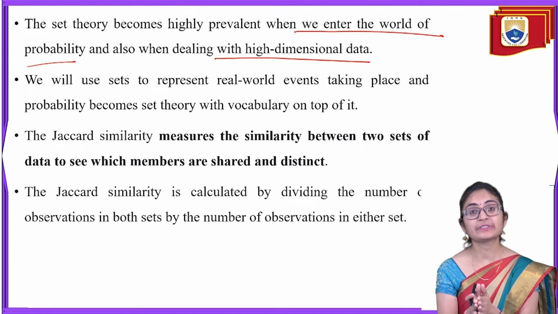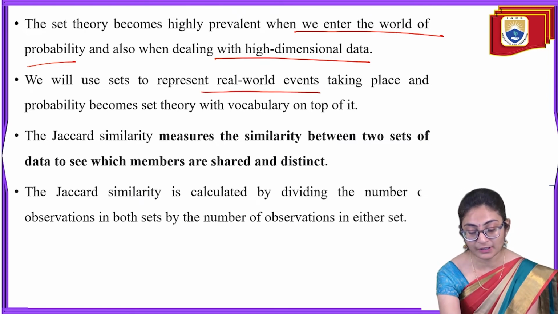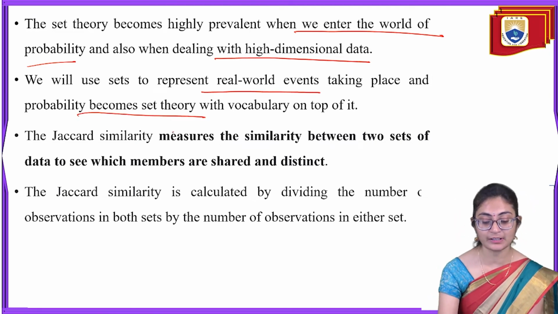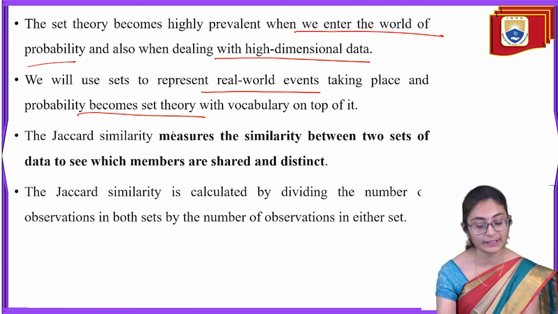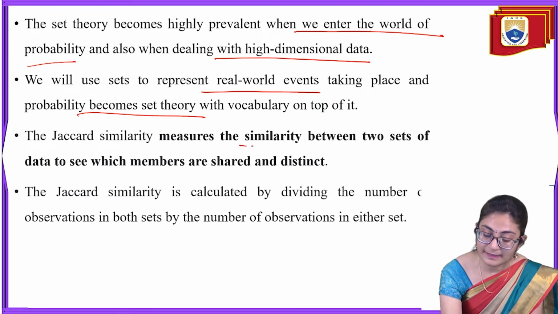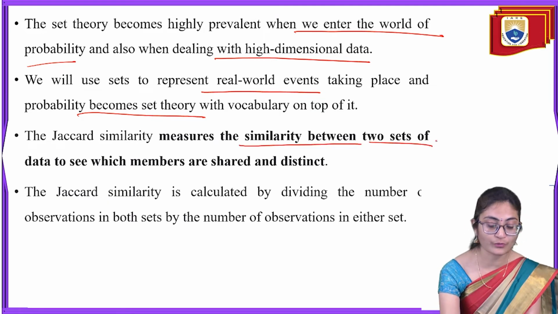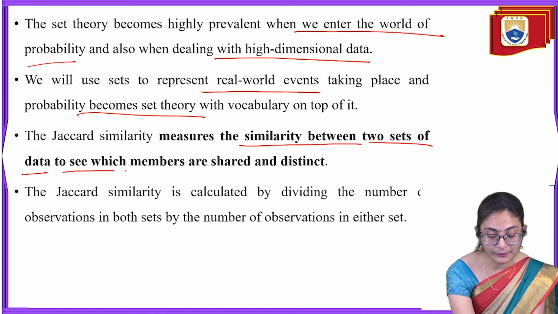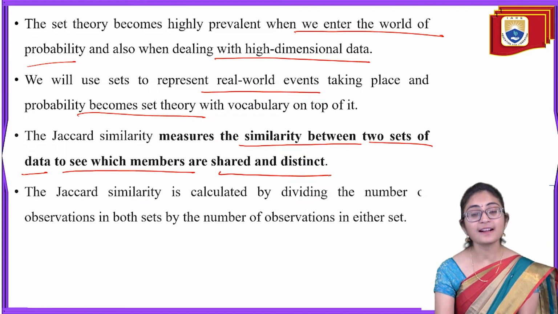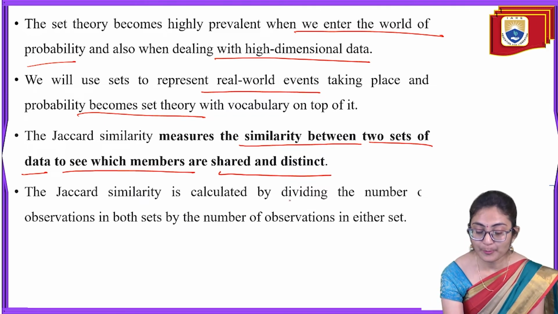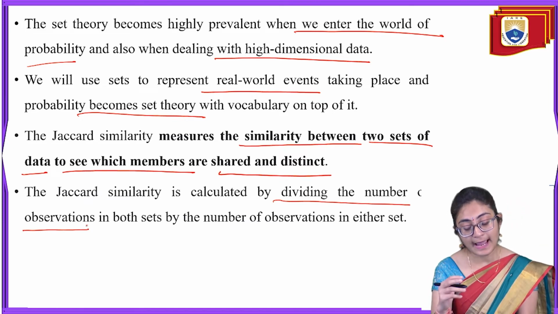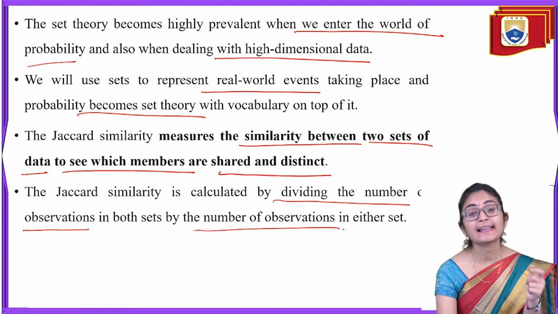Actually, it will use some sets for representing the real world events which are taking place, and probability becomes set theory with vocabulary on top of it. The Jaccard similarity generally measures the similarity between two sets of data to see which members are shared and distinct. The Jaccard similarity is calculated by dividing the number of observations in both sets by the number of observations in either set.